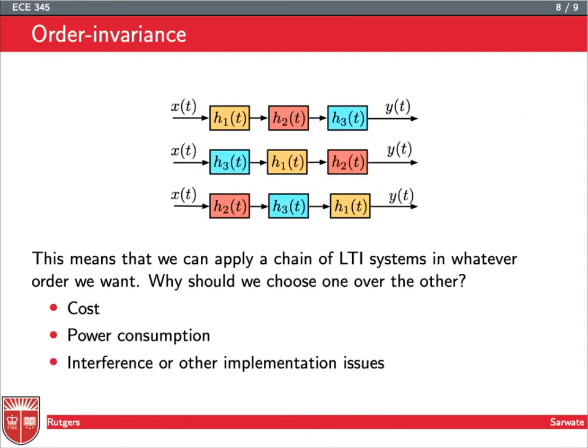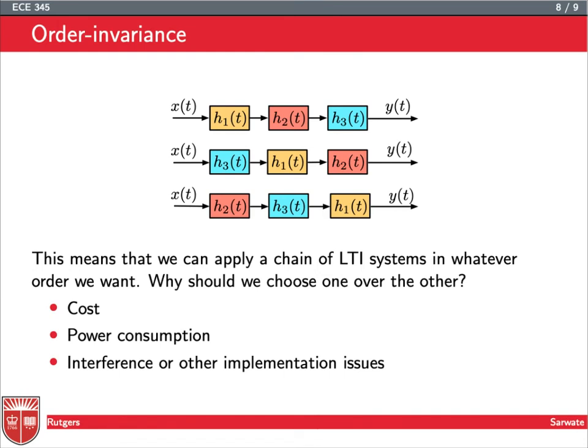This means that if I want to apply multiple systems in a row, which you do often when designing signal processing systems, for example for communications or DSP applications, you want to do A, then B, then C, but it turns out that you can do H1, H2, H3, or you can do them in any order you want, H3, H1, H2, or H2, H3, H1. All of these are going to lead to the same output. So if we can apply them in any order, which order should we choose? That's a reasonable question to ask.